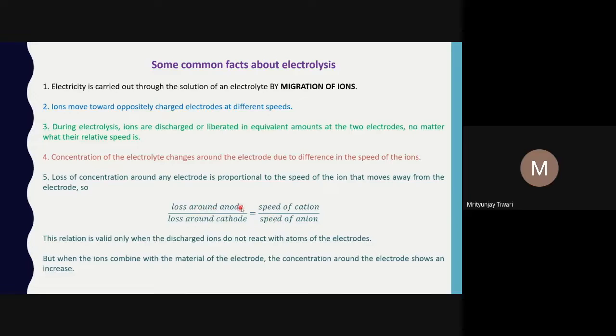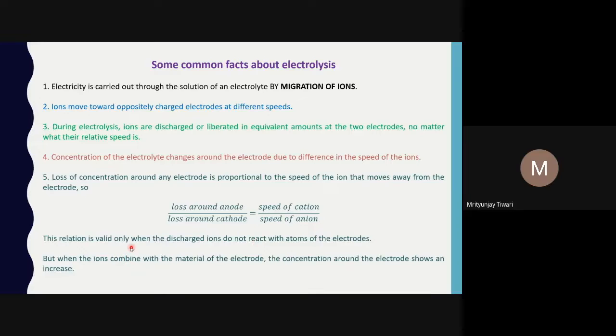So loss of ions around anode divided by loss around cathode is equal to speed of cation divided by speed of anion. What does speed of cation mean? Cations will move from the anode to the cathode because the cathode has negative polarity, so they will be attracted. From the anode to cathode, cations will move, and from cathode to anode, anions will move, and that's why speed of cation divided by speed of anion is given.